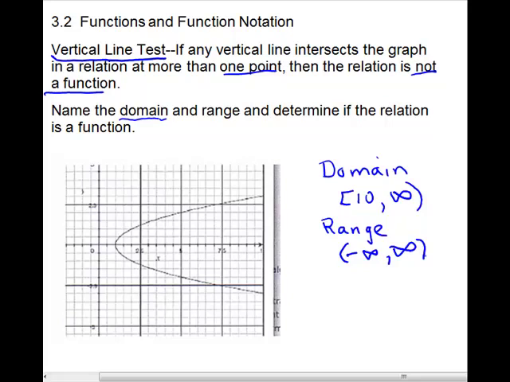And then last, is it a function? Is there any place where you can draw a vertical line that would touch more than one place? And there is. There are lots of places. All you have to find is one. And so this one is not a function. For this particular x value, or this distance across, it is hitting two different y's. So it is not a function.